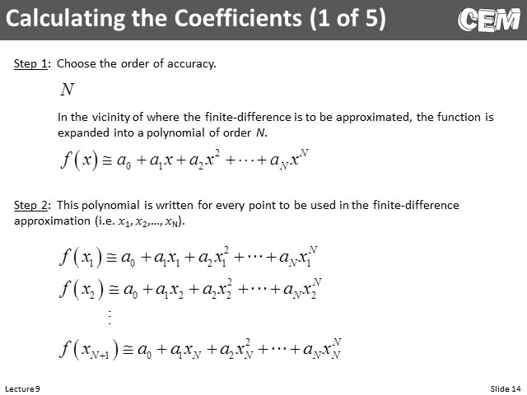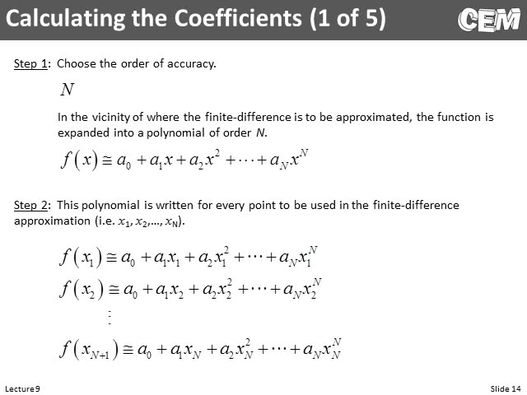So what we start off with, we choose the number of points, and then we write a polynomial. So the function value somewhere in the middle of all those points is some unknown coefficient a0 plus a1 times x plus a2 times x squared and so on. So it's an nth order polynomial, and we have n plus 1 unknowns. We have an a0, an a1, a2, and an an. So right away, we know we need one more point than our order of accuracy.